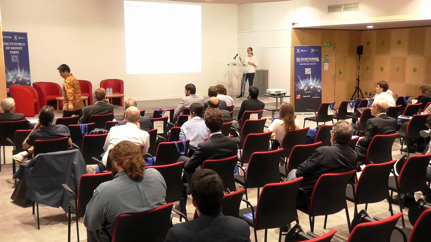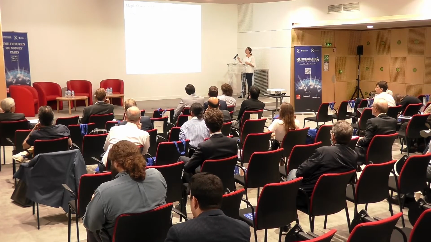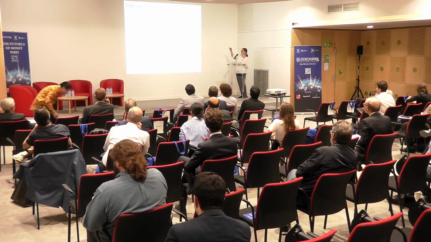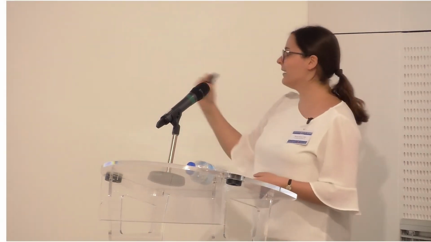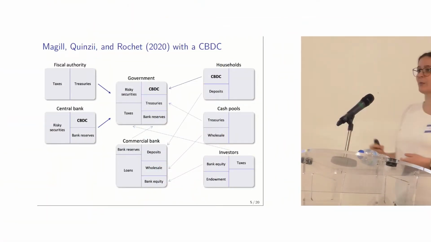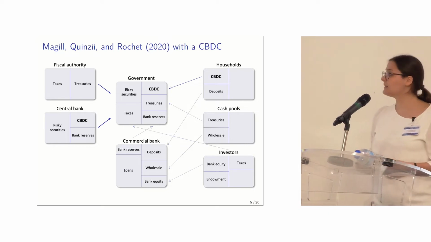So fewer deposits to the commercial bank? Okay, so the boxes all stay the same. And the CBDC is going to be a new means of payment and saving technology only for households. And it's going to be directly on the central bank's balance sheet as a liability, therefore on the government balance sheet. Now I'm going to tell you a bit more on the assumptions we make on the CBDC.